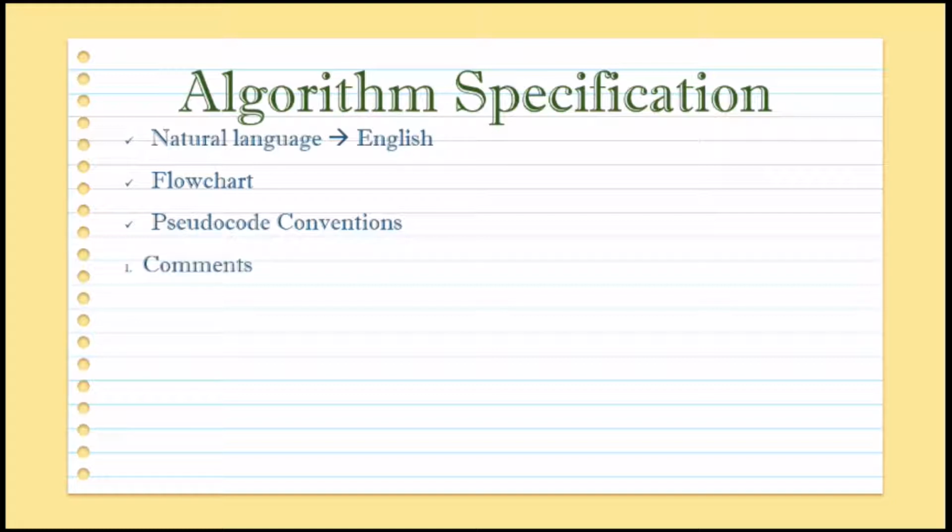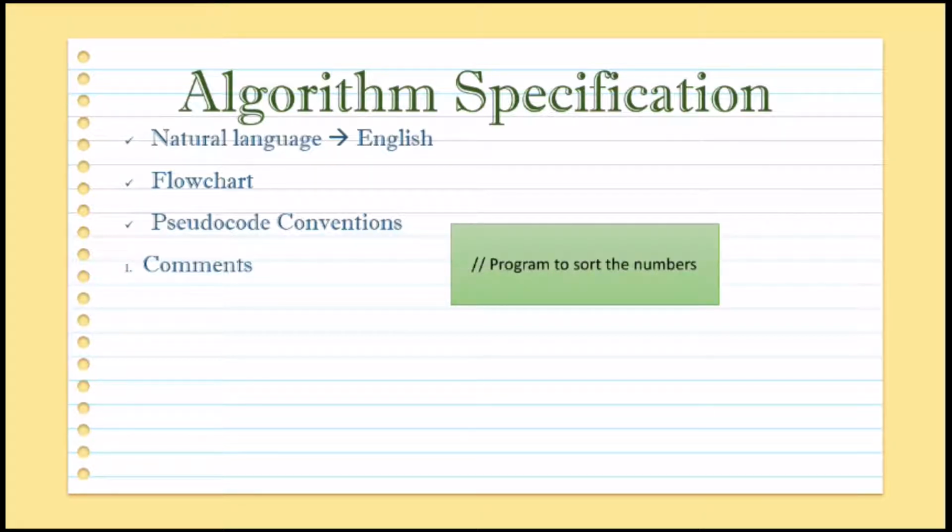The first one is comments. So to write any comments, we have to use double slash symbol. Comments begin with double slash and continue until the end of line. So when we use double slash at the beginning, that entire line is considered as comment. So in this way we can write comment in pseudocode convention. If you see at the beginning there are double slashes followed by a program definition, that is program to sort the numbers. So this line is a comment line.